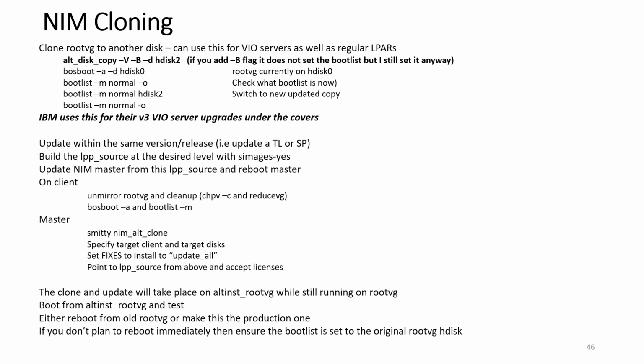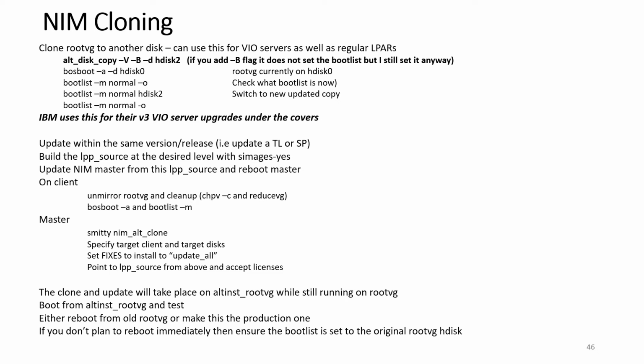I always run a bosboot -ad on the current disk. I want to make sure I have a valid boot image. And then I run my bootlist, check where it's set to. When I'm ready to go to the new updated copy, I'll change it with a bootlist -m normal hdisk2, and then I'll check that it changed it. Under the covers, when you do a version 3 upgrade of your VIO server, IBM uses this type of direction.